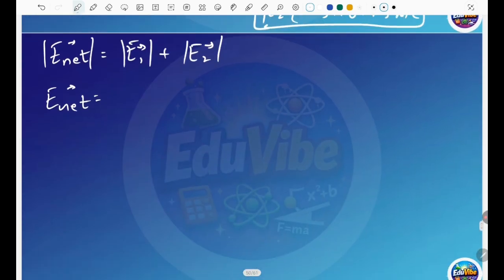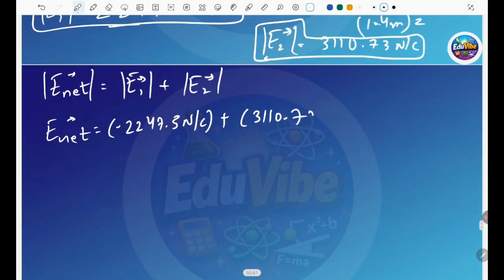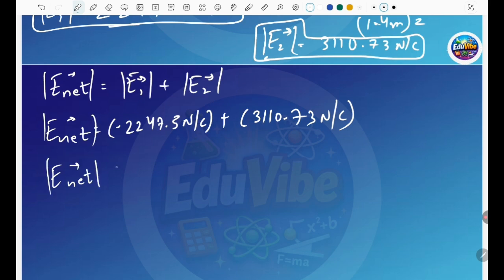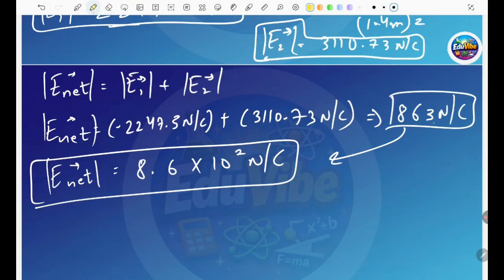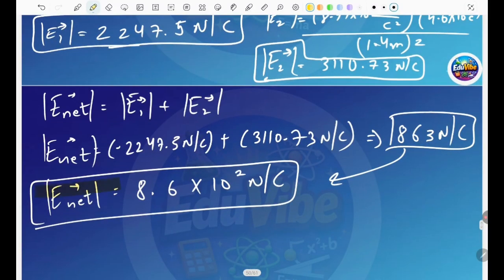So E1 is negative 2247.5 Newton per coulomb plus E2 is 3110.73 Newton per coulomb. So the net electric field is equal to 8.6 times 10 to the power 2 Newton per coulomb. You will get this answer as 863, but we want scientific notation, so we converted it into this form.